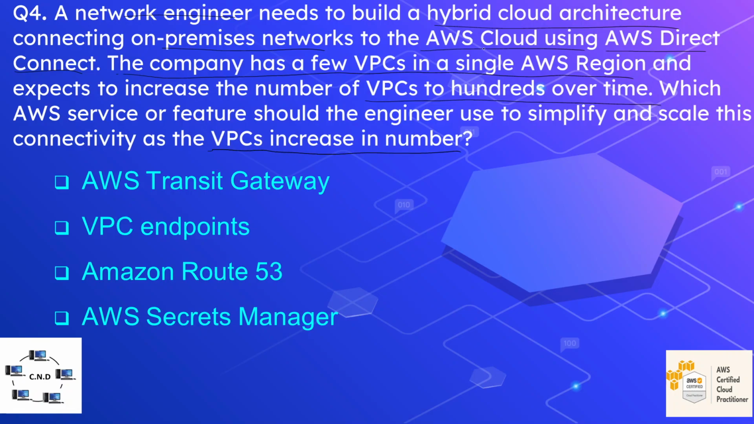And the options are, so here the keywords are that the company wants to connect its on-premise network to the AWS cloud using AWS Direct Connect. There are multiple virtual private clouds that can be connected currently, and their number may be increased in the future. So what is the best option? The options are A, AWS Transit Gateway, B, VPC Endpoint, C, Amazon Route 53, and D, AWS Secrets Manager.